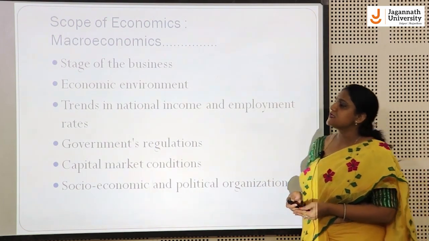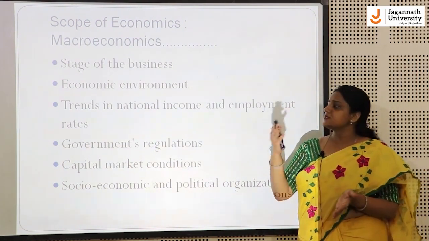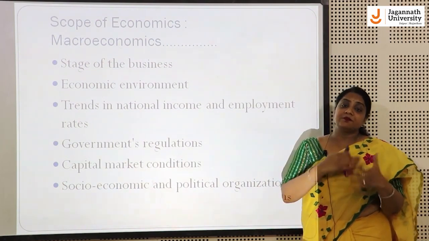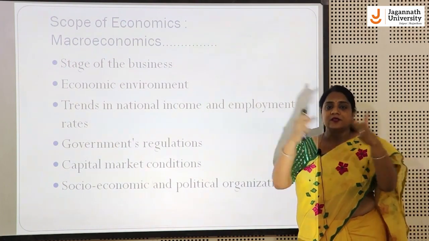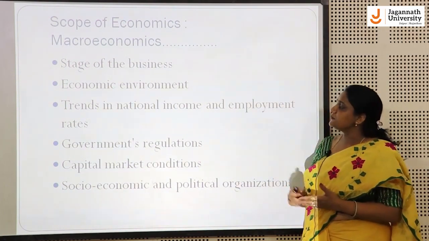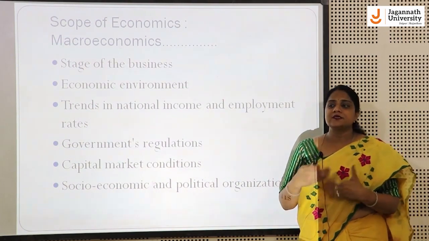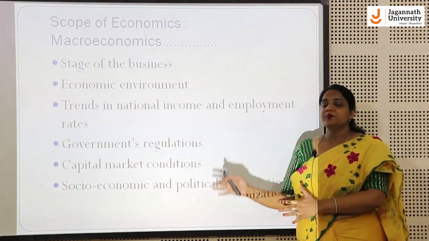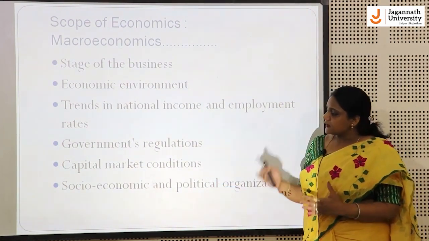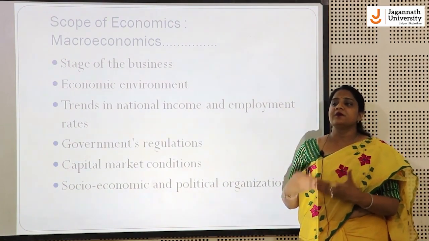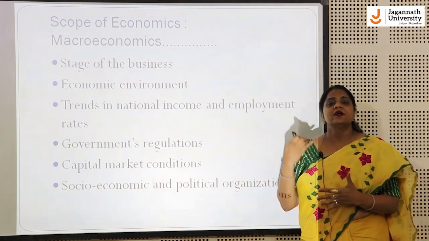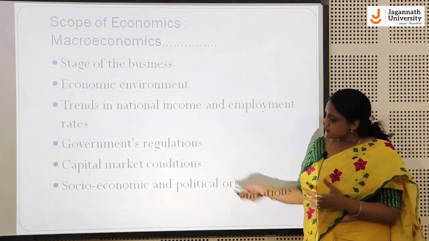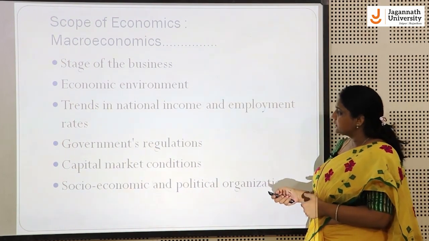As far as macroeconomics is concerned, there are business cycles, what kind of business cycle is moving, what kind of economic environment there is, and what kind of national income. National income means the income earned by all the people within the domestic territory of a country. Then employment, what kind of employment levels are there in the nation, governmental regulations and how they are affecting the basic economic conditions of a country. What are the capital market conditions, how the people are saving their resources, how they are consuming their resources, how they are utilizing or investing their resources, and the socio-economic and political organizations.